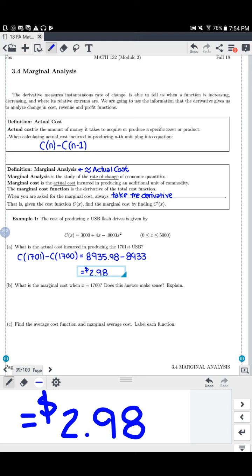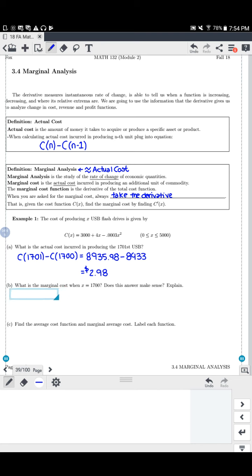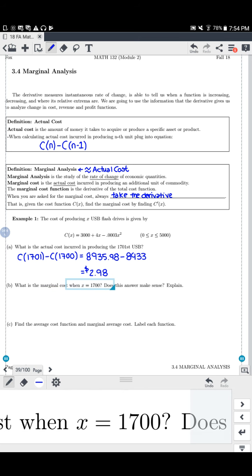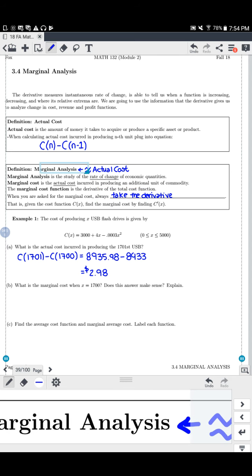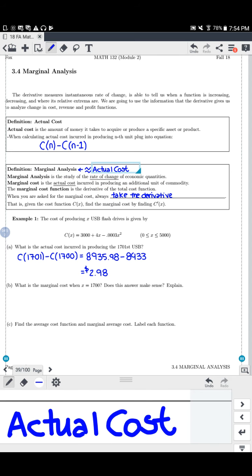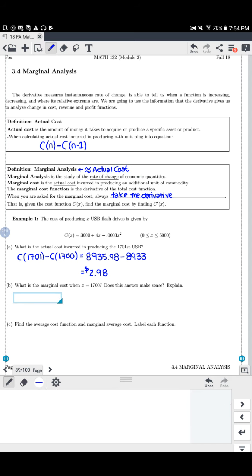But if they're selling these for $3, then maybe they don't want to bump up their production level to 1701 because the actual cost for that one is $2.98. Let's compare that to the marginal cost when x is 1700 and see if our answer makes sense. So we want to remember that marginal is supposed to approximate the actual cost. So we're going to take the derivative here to find marginal cost.